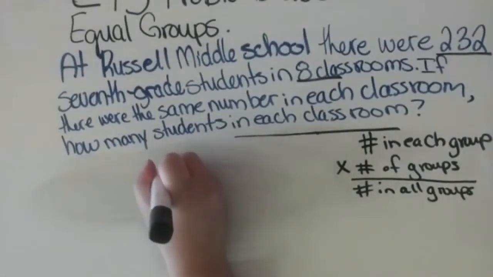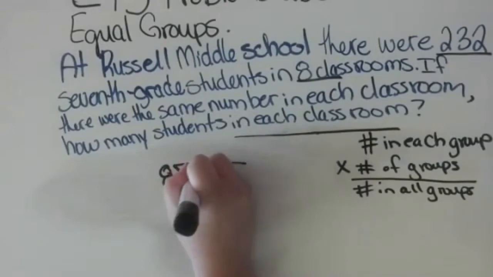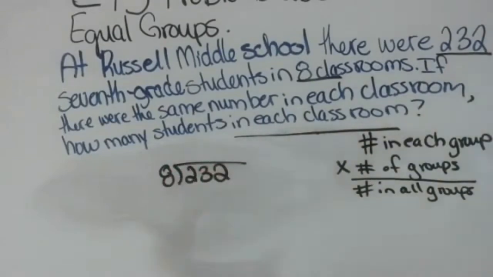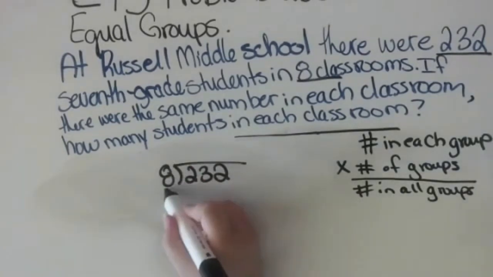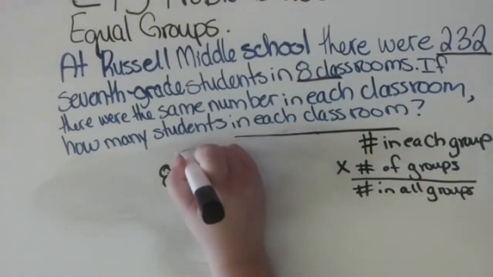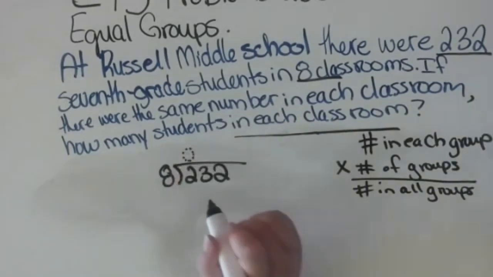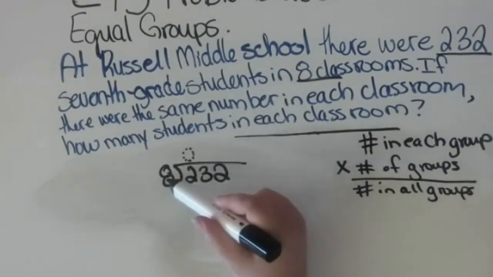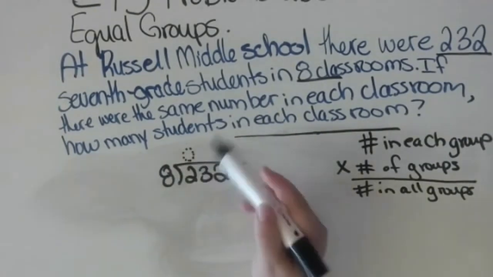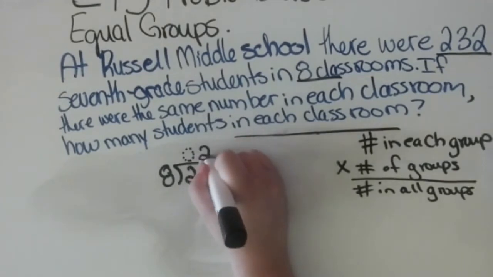So I have 8 dividing 232. Now, I'm going to go through this division quite quickly because we've already covered division. If you need a refresher in that, go look back at the division level 2 and division level 3 from Math Concepts, and that will cover just division. So 8 goes into 2 0 times. You can choose whether to put the 0 or not. I kind of do a dotted one just to remind myself. 8 goes into 23 twice.